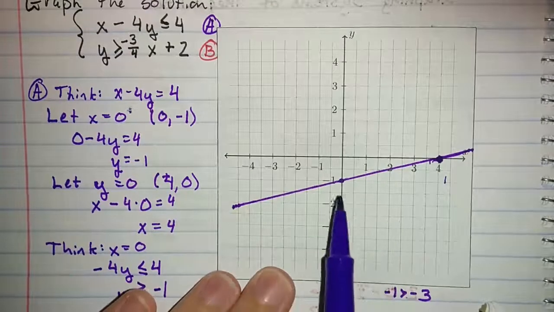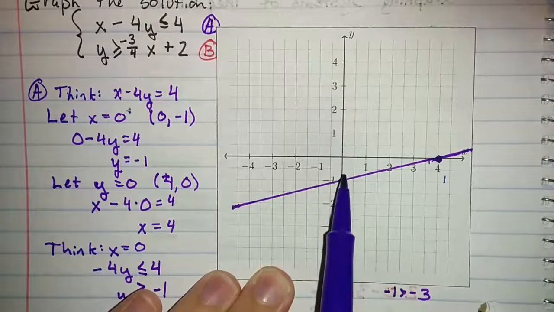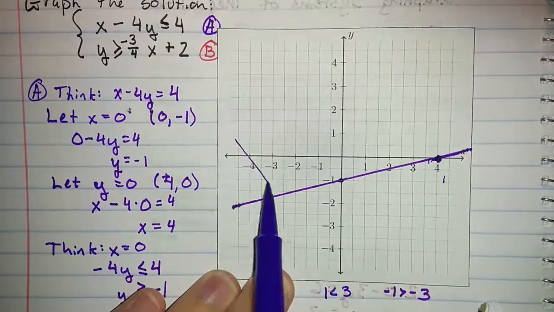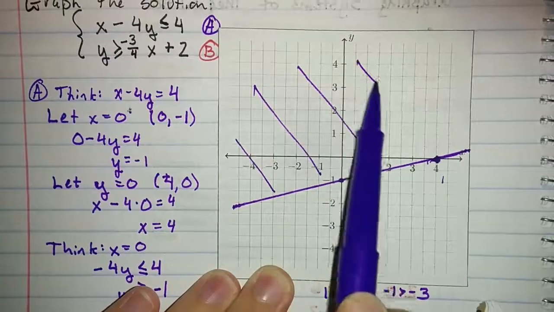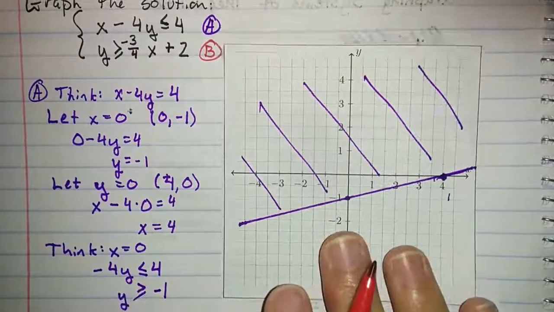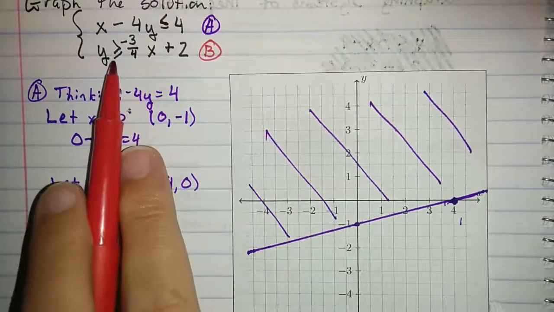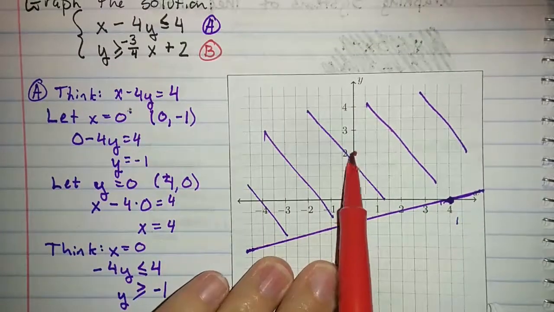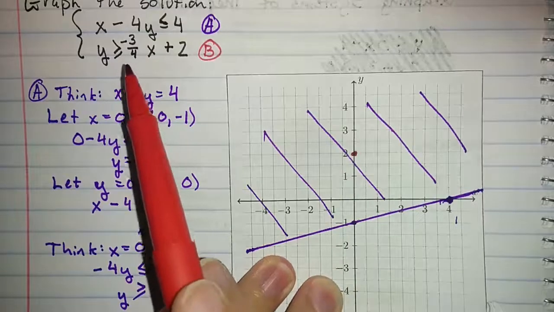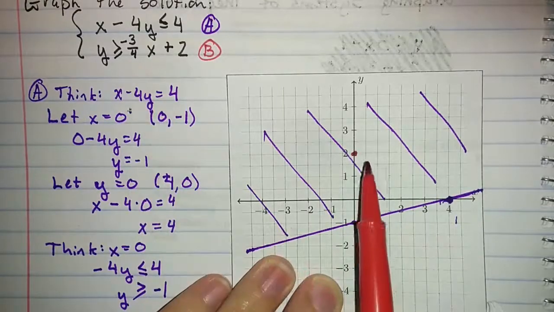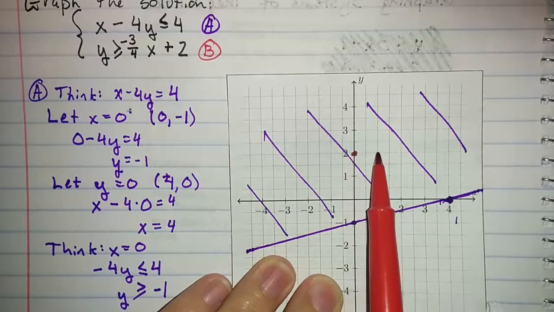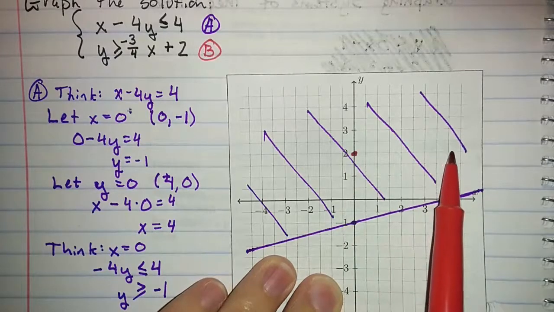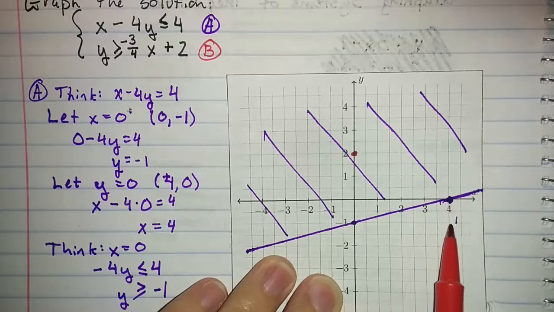Where do I want to shade? The half of the graph that contains the top part of the y-axis. So I want to shade up here. B, the graph's going to be a little bit easier, right? Because B is in slope-intercept form. The y-intercept is positive 2. The slope is negative 3/4. That means I go over 1, 2, 3, 4. I go down 1, 2, 3.